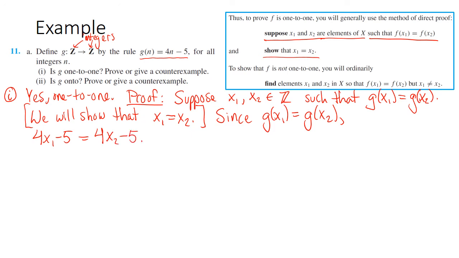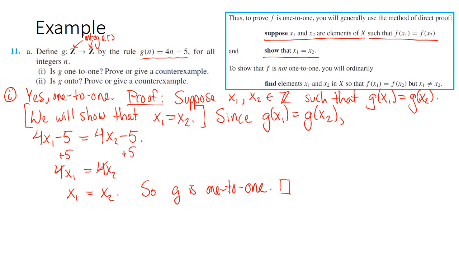Okay, so can I go on from there? Can I just keep simplifying from there? So I think if I add 5 to both sides, I get that 4x1 equals 4x2. And then if I cancel a 4 on both sides, I get that x1 equals x2. Okay, so I got that x1 equals x2, so g is one-to-one. Okay, so that wasn't too bad.